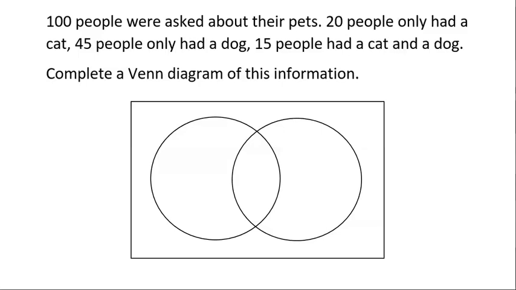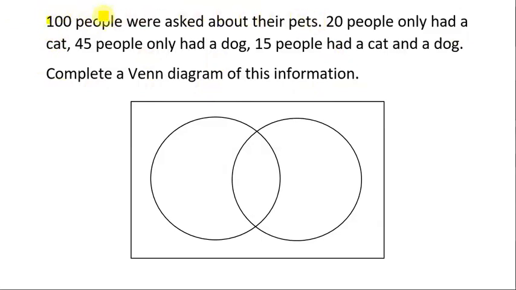Let's have a look at an example of drawing a Venn diagram. We've been given some information here, and it's asked us to complete a Venn diagram of the information. As we go through, we're going to highlight the key information so that we can include it in our Venn diagram. The statement says 100 people were asked about their pets.